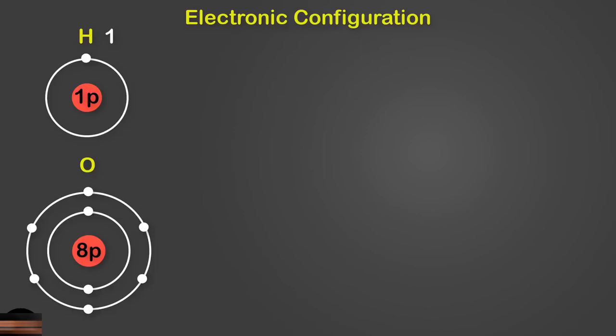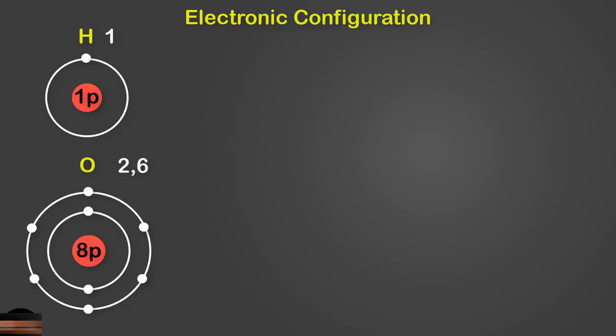So if you draw its electron configuration, the first shell will have 2 electrons since it can hold a maximum of 2, and the second shell has 6 electrons. So as you can see, oxygen is in period number 2 and it has 2 shells.